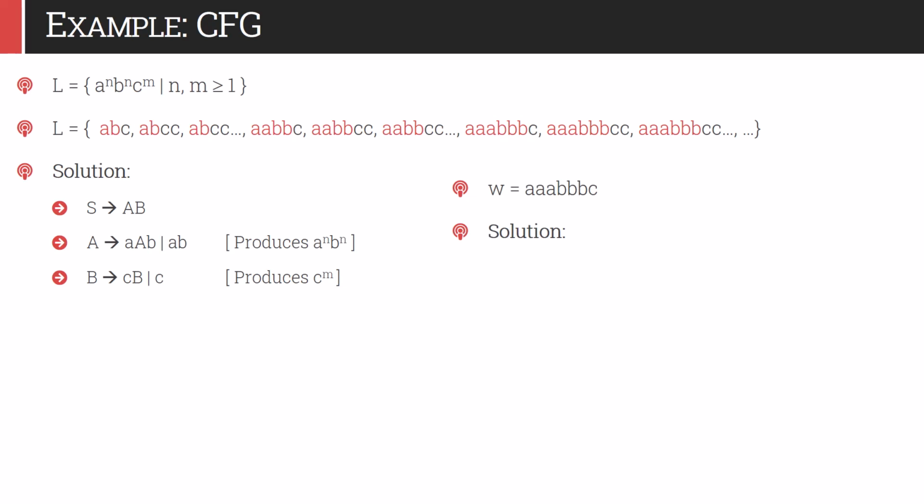If our string W is equal to triple A, triple B, C, then we will start with S gives capital A B. Using capital A, we will produce triple A, triple B. So first we'll select a A b. Again, capital A we will replace by the same production. And then capital A we will replace by small a b.